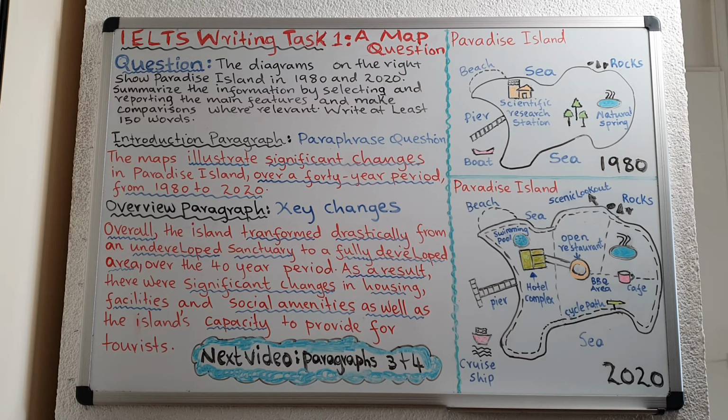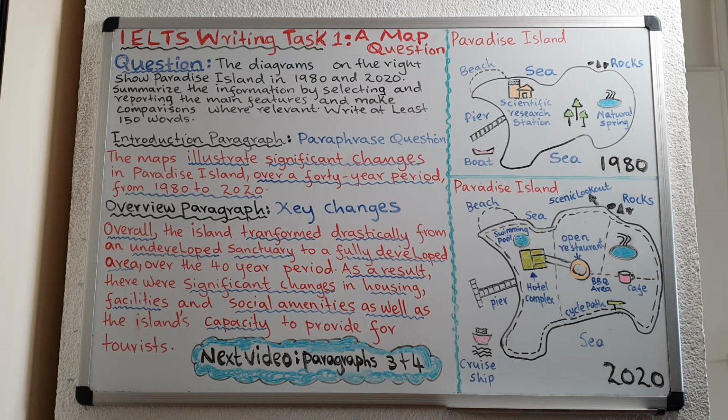So overall, which means in general, the island transformed. See, we have to use the past tense. The island transformed because we're talking about a change. So you use the past tense. The island transformed. Transformed means it changed. The next word is drastically. Now, drastically means a lot. It has changed a lot.